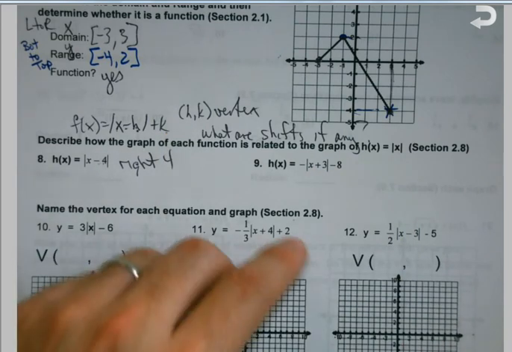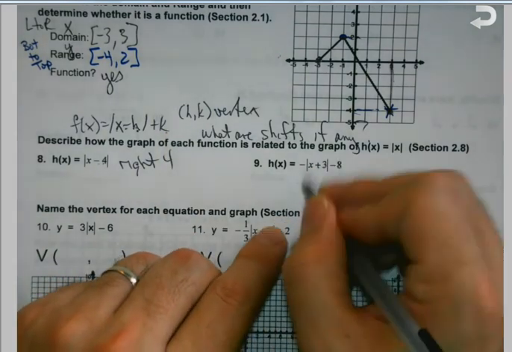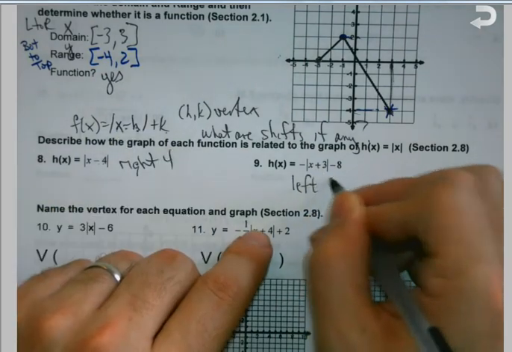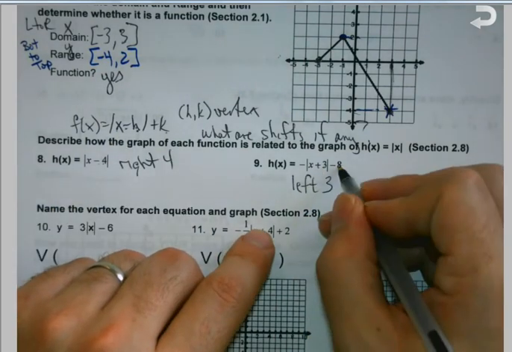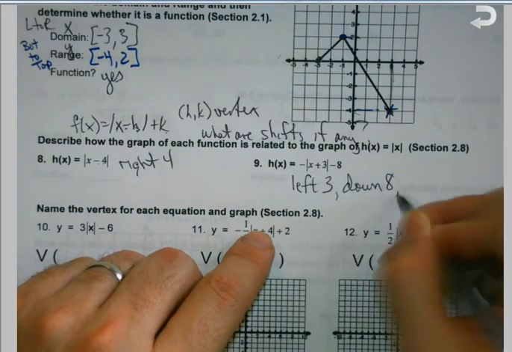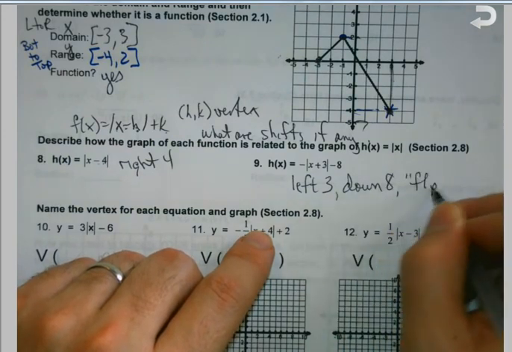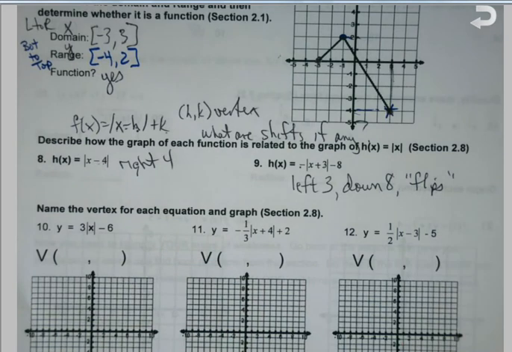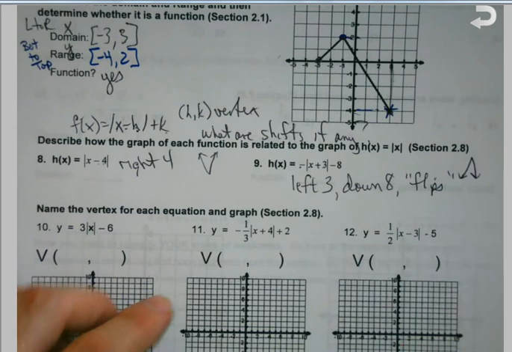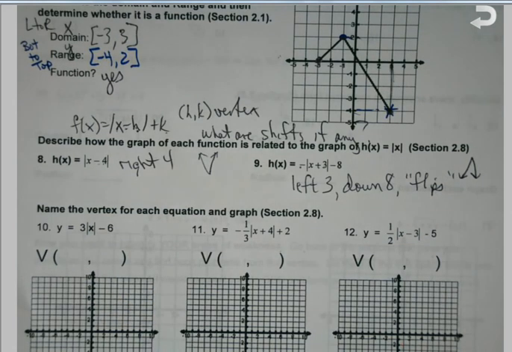So on this one, we get to do both. Plus 3, again, it's the opposite of that, which would be minus. So that's left 3. Outside is my up and down. It's negative, so that's down. And this one flips because of the negative. Means my V, instead of opening up like it would be on number 8, is now going to open down. Okay? I've got to have all of that. Those are all things that shift or move my function. So that's just something I've got to do.